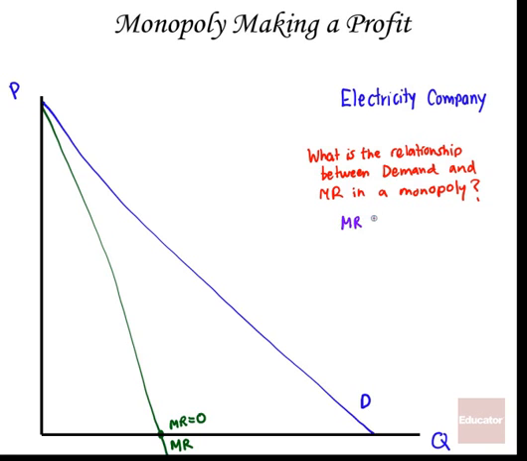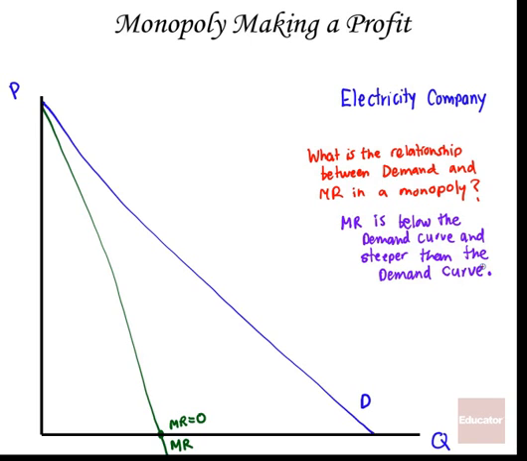So the marginal revenue is below the demand curve and steeper than the demand curve. So that's the relationship, and this is the monopolist's dilemma. As they try to sell more and more, because they control the entire market for that particular product, the marginal revenue decreases at a greater rate.